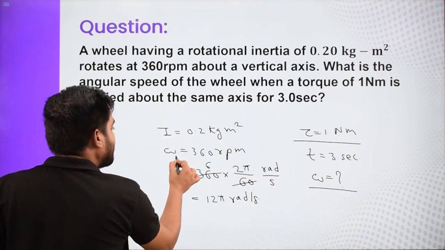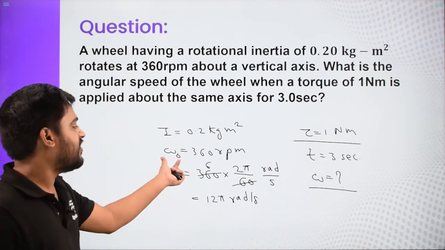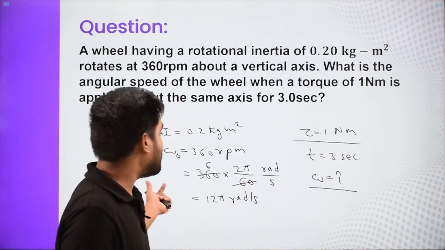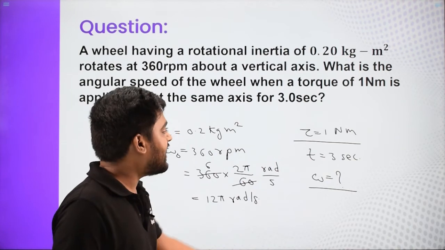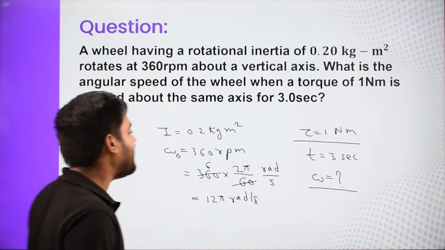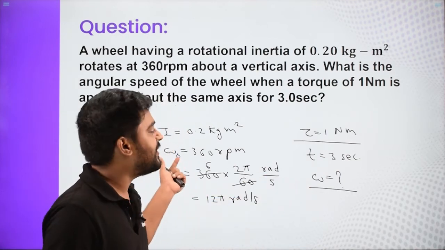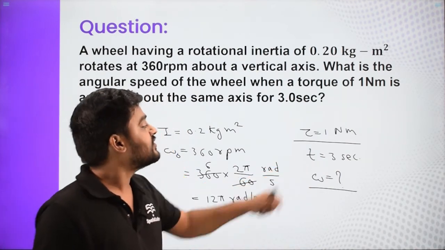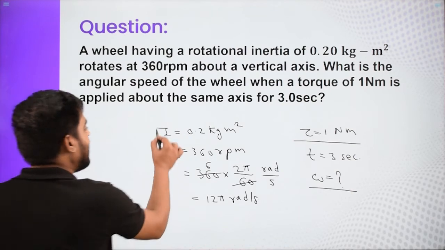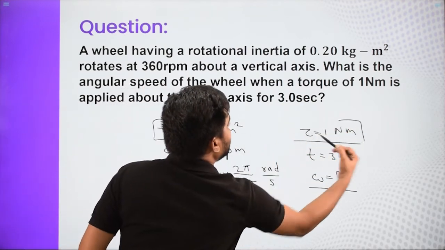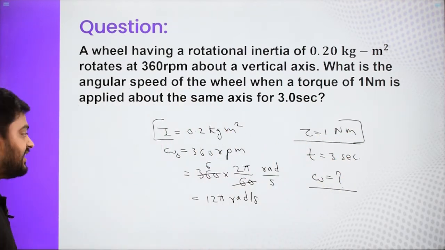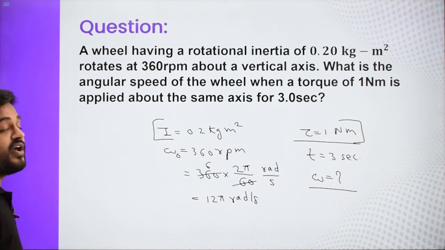What about initial omega? Initial omega is already given, so I am making it omega naught. I need to get omega, and I have torque and I have time. So if I get the alpha, I can apply omega is equal to omega naught plus alpha t. To get alpha, I can utilize the moment of inertia and the torque. So which relationship can I utilize? I can utilize torque is equal to I alpha.